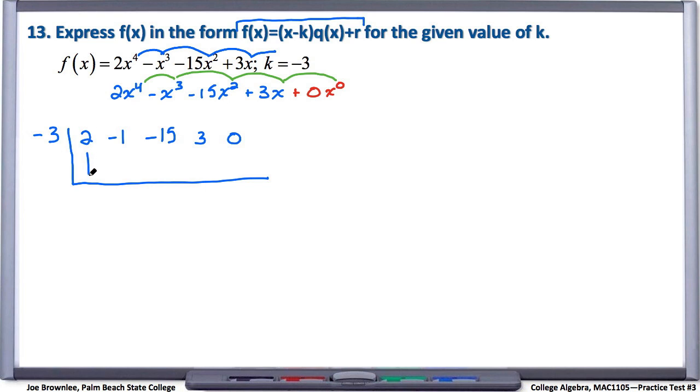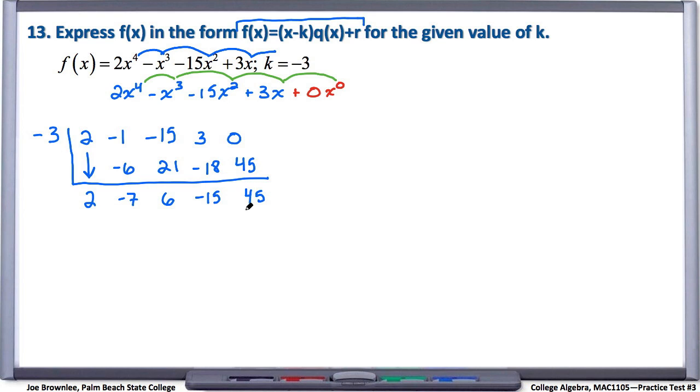We know that with synthetic division, no matter what this first number is, we always bring it down, and so we'll bring that 2 down. And now we'll go ahead and multiply. -3 times +2 is -6. Then we add vertically, so -1 plus -6, -7. -3 times -7 is +21. Let's add vertically, so -15 plus 21 is +6. -3 times +6 is -18. Again, let's go ahead and add vertically. 3 plus -18 is -15. And finally, -3 times -15 is +45. And 0 plus 45 is +45.